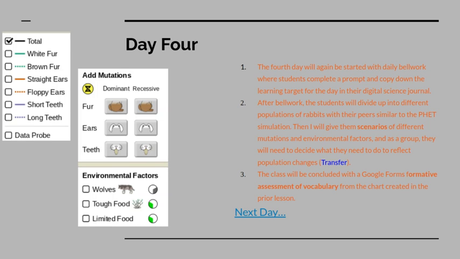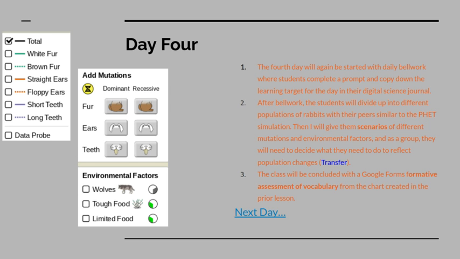So day four, once we get done with the bell work, we are actually going to divide up into some groups. Depending on how many students are in the class, it'll be roughly 3 students per group. There will be a white fur rabbit population, a brown fur population, a population with straight ears, a population with floppy ears, a population with short teeth, and a population with long teeth.